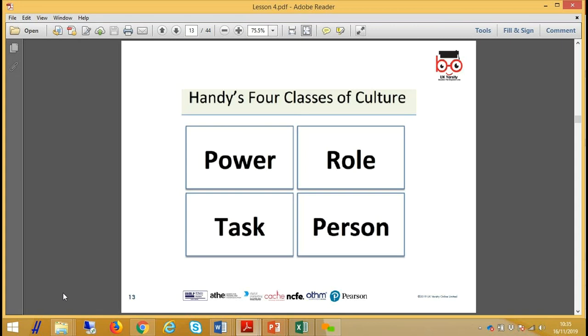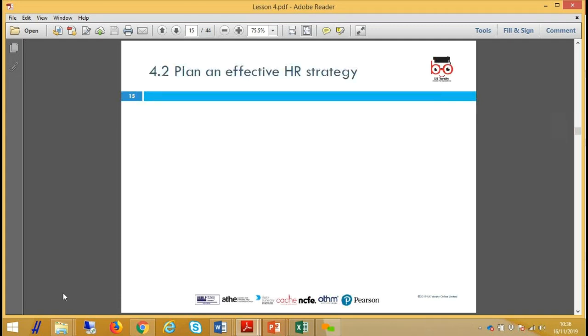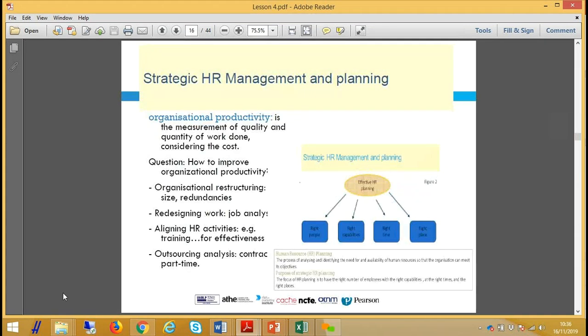You need to find out what is the organization's unique culture and do we need to change it or do we need to strengthen it. That's the idea. So something to think about.